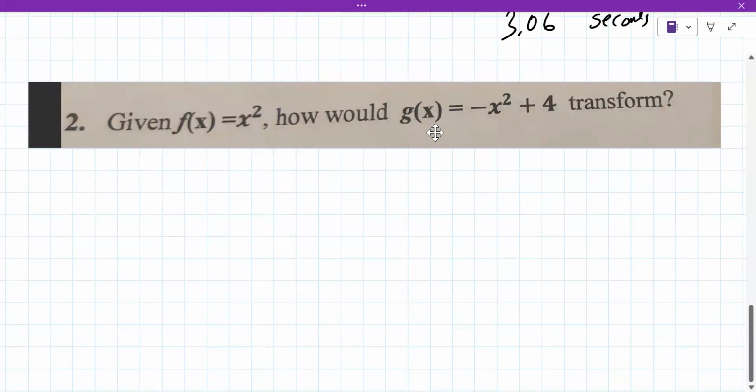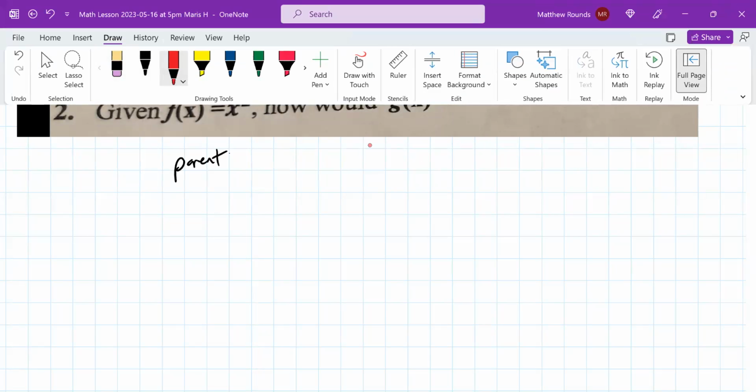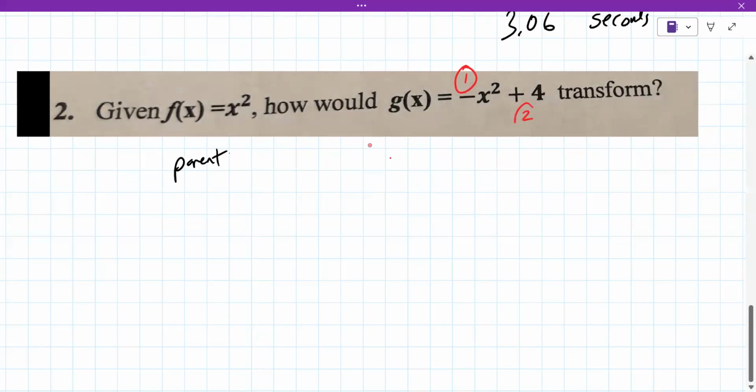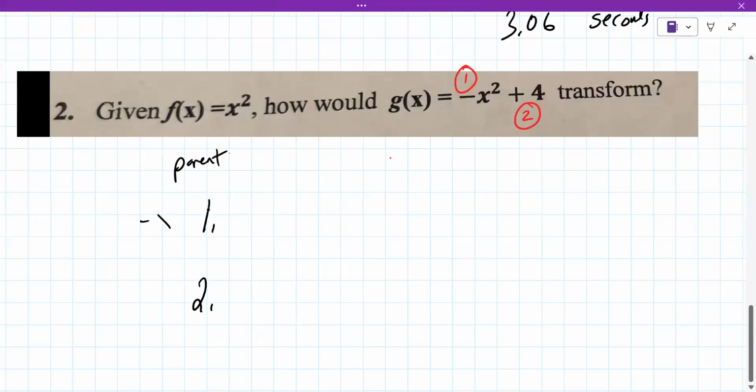All right, number two, they're asking about transformations. So the parent function, like going back to one of our earliest lessons, the parent function is x squared. There's two things that I see here that are modifying the parent function. It's this negative in front, and then this +4. So it's that negative x squared. What does that do? You can always graph it if you're unsure.